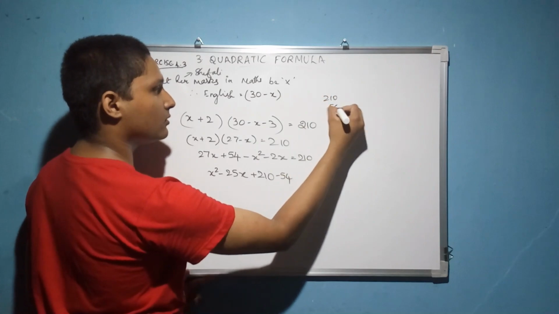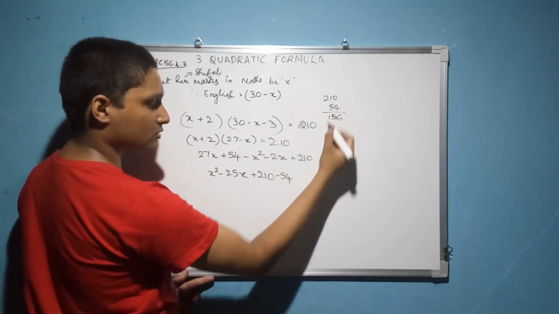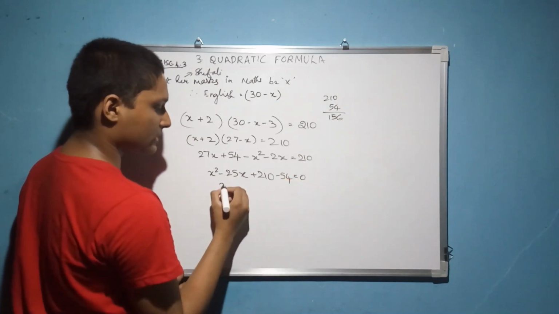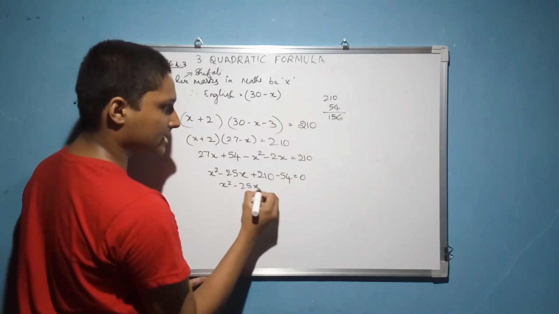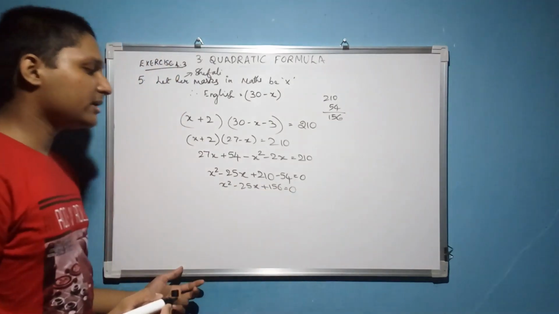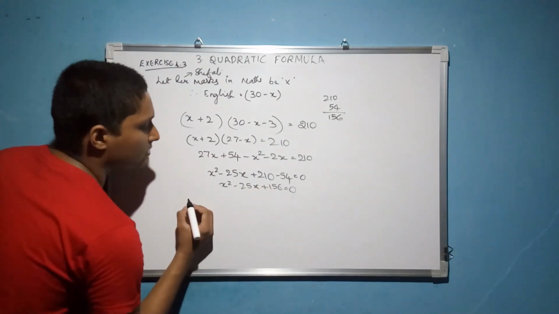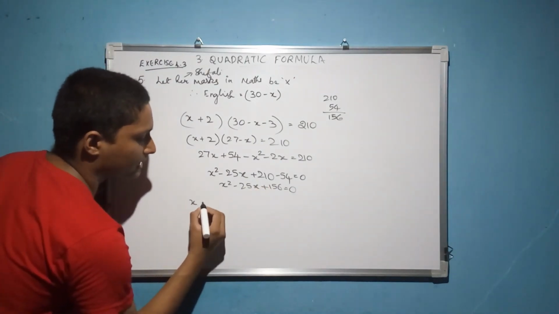210 minus 54 is 156. So x square minus 25x plus 156 is equal to 0. The remaining part, maybe factorization is a little big number, right? So for that I need to use the quadratic formula.